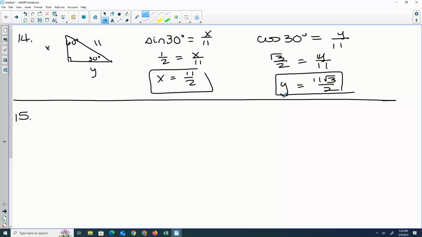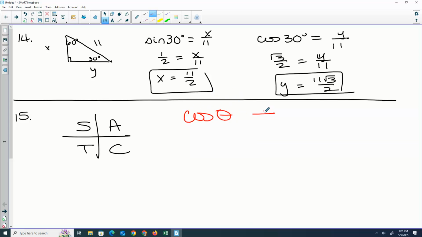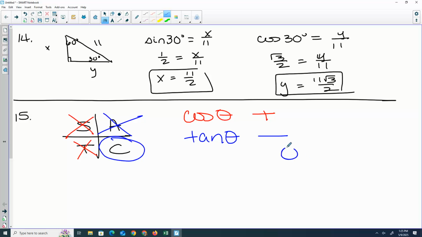Alright, problem 15 is just picking your quadrant. So we think about the all students take calculus. First requirement is that cosine is positive. So they're all positive in 1 and cosine's positive in 4. So we know it's either 1 or 4. The second requirement is that tangent is negative. They're all positive in 1, so that wouldn't work. In quadrant 4, cosine's positive and tangent is negative. So quadrant 4 is the correct answer there.